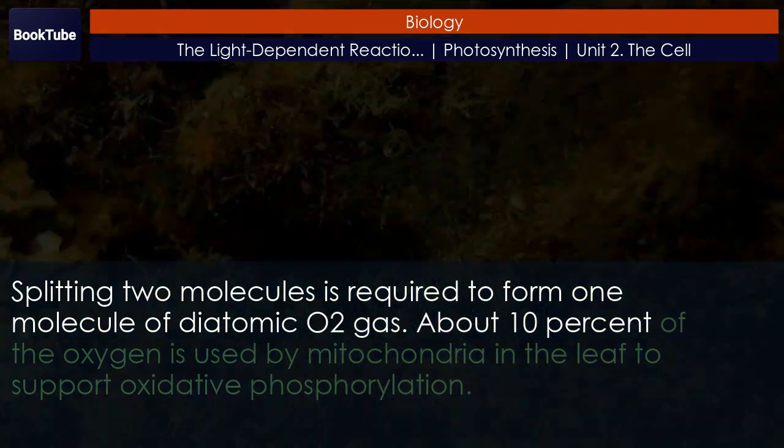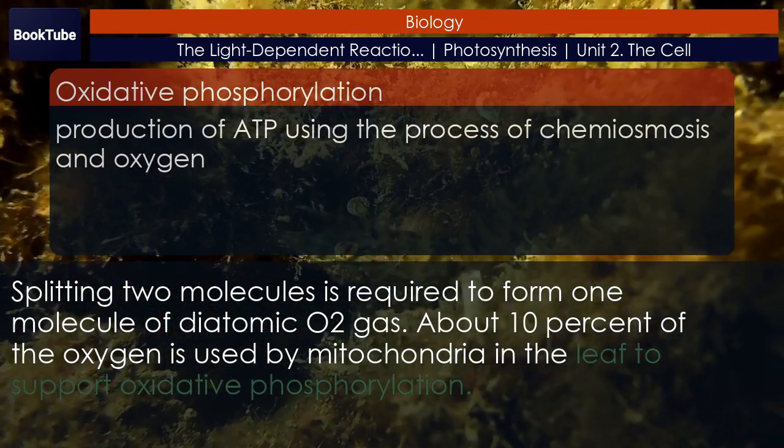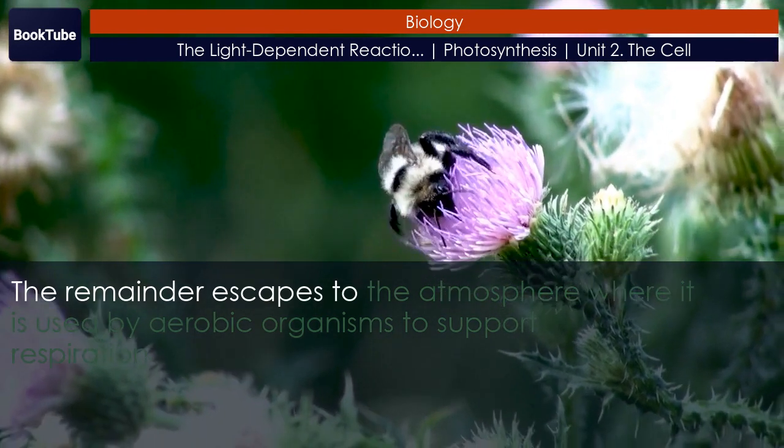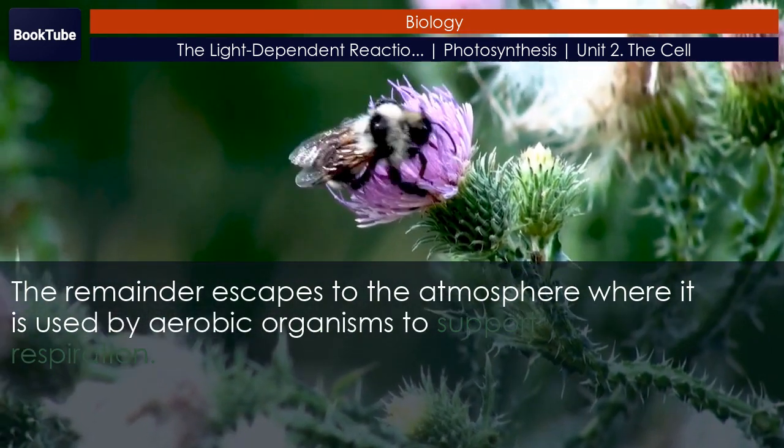About 10% of the oxygen is used by mitochondria in the leaf to support oxidative phosphorylation. The remainder escapes to the atmosphere, where it is used by aerobic organisms to support respiration.